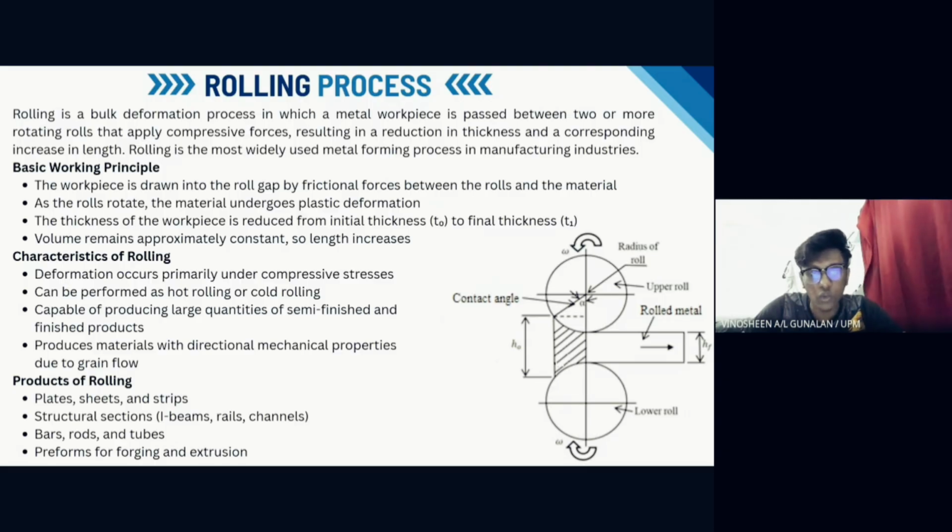The characteristics of rolling are that deformation occurs primarily under compressive stresses, and it can be performed as hot rolling or cold rolling. It is capable of producing large quantities of semi-finished and finished products, and also produces materials with directional mechanical properties due to grain flow. What are the products of rolling? Plates, sheets, and strips; structural sections like I-beams, rails, channels; bars, rods, and tubes; and also preforms for forging and extrusion. So this is an example of the rolling process.